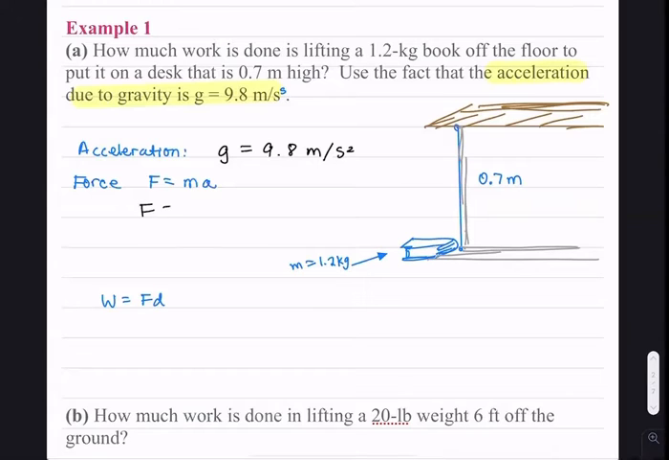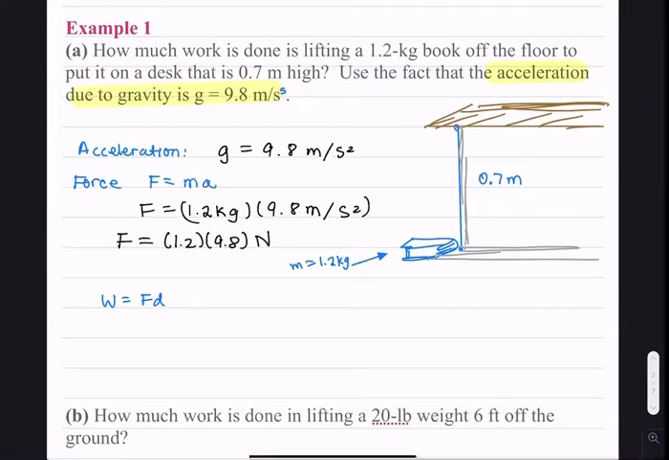So when I use this formula, I have the mass, which is given as 1.2 kilograms, and I multiply that by 9.8 meters per second squared. Now, a kilogram times a meter per second squared is going to give a Newton. So I take 1.2, multiply it by 9.8, and that's going to be 11.76 N, standing for Newton. I'll just put that in the calculator.